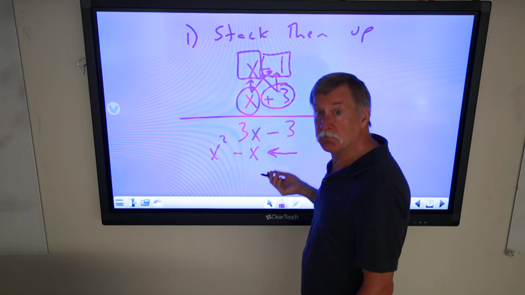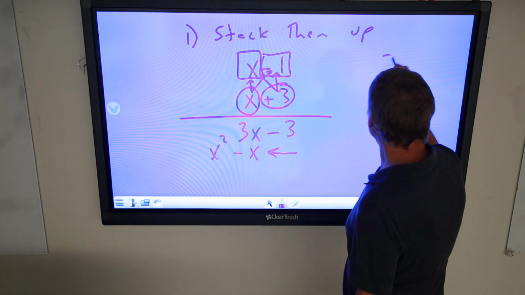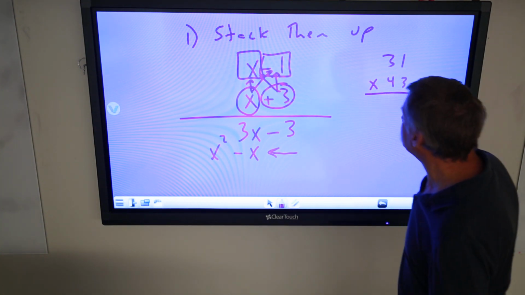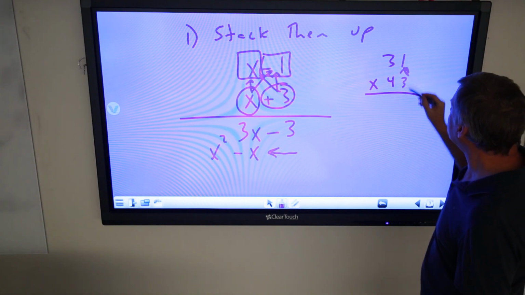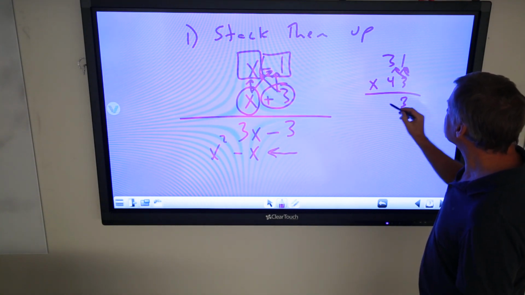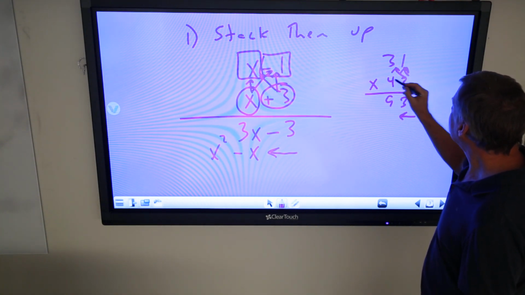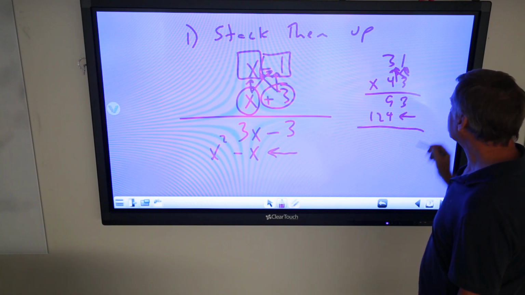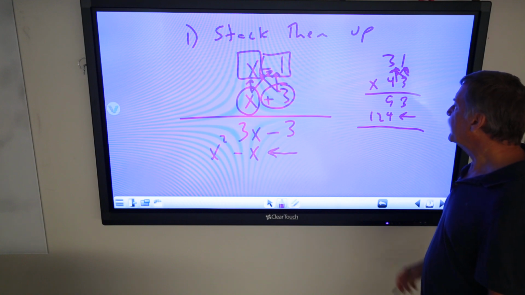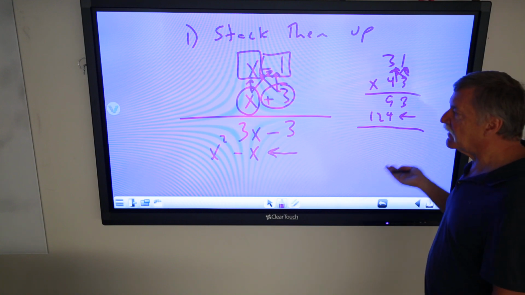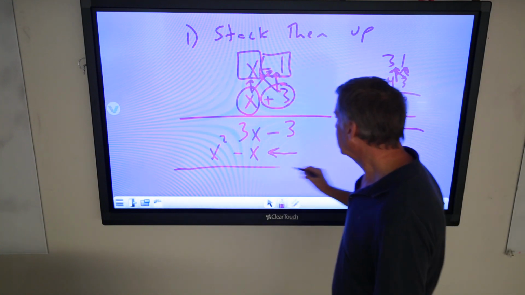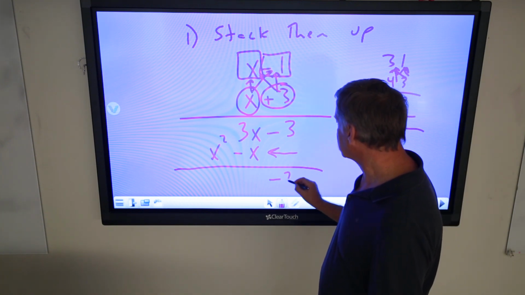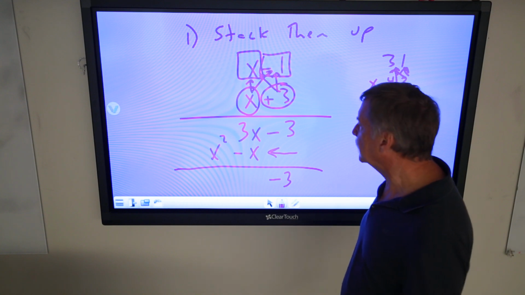And now I have two partial products. I mean, if this was 31 times 43, the exact same thing would be happening here, right? 3 times 1 is 3. 3 times 3 is 9. Indent. 4 times 1 is 4. 4 times 3 is 12. And then I'd have two partial products. And just like this, I'm going to add them together. I'm going to do the same thing here. I'm going to add them together. And I've got a minus 3 that just drops down. It's not combined with anything.